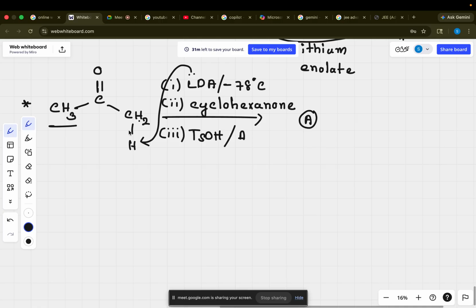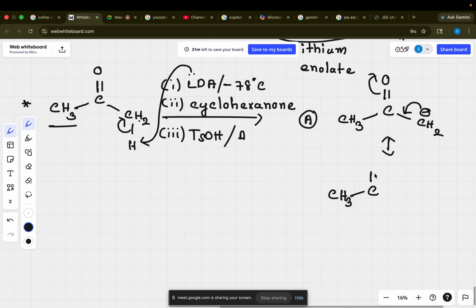When it abstracts the proton, what are you getting? You are getting a negative charge there, CH2 minus. Now that is in resonance, so show the full resonance. Then what are you getting? You are getting an enolate, CH3 C double bond O, with CH3, and here it will be O minus, and here you will get double bond CH2.